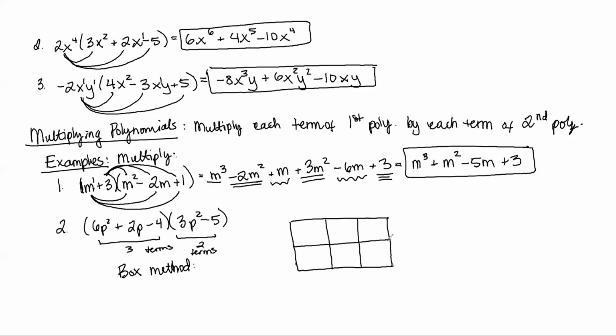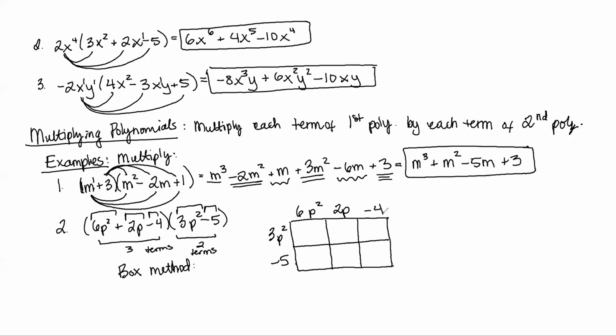And then we're going to set up our terms on the side. So the 2 is going to go on the left, so I'll put them both here. We have a 3p squared and a negative 5, so make sure you keep the signs. Along the top, we have a 6p squared. Doesn't matter technically what order they go in. If you keep them in this order, it's going to make simplifying a little bit nicer. Positive 2p, so I'm just going to put 2p. And negative 4.